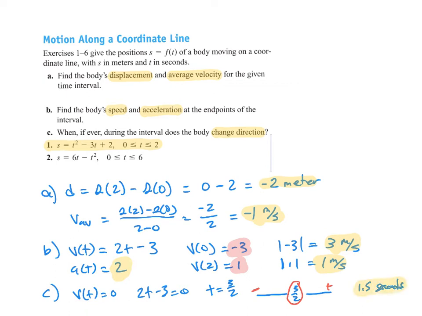It's not enough to just set the velocity equal to 0. You have to also check and make sure that the velocity changed from positive to negative or from negative to positive. Okay? It's not enough to check that it equals 0. So we did both. I calculated the value, which was velocity 0 at 1.5 seconds, and I checked to see if the velocity changed from negative to positive or positive to negative. Okay, so you'll be working on problems 2 through 6, but this was problem 1 as an example.